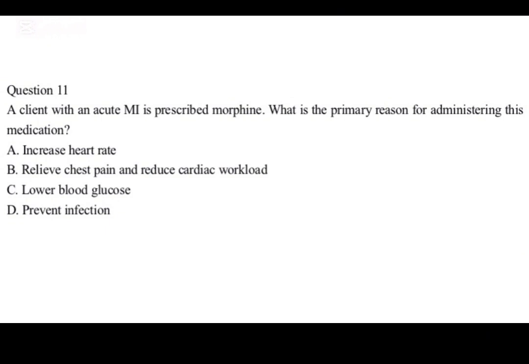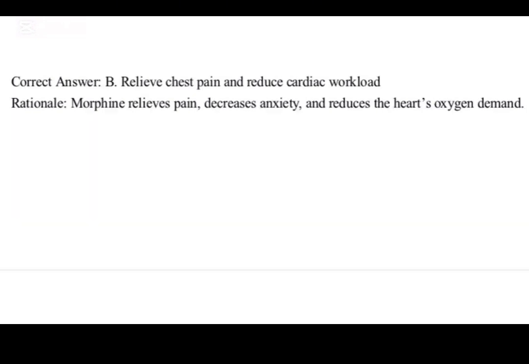Question 11. A client with an acute MI is prescribed morphine. What is the primary reason for administering this medication? A. Increase heart rate. B. Relieve chest pain and reduce cardiac workload. C. Lower blood glucose. D. Prevent infection. Correct answer, B. Relieve chest pain and reduce cardiac workload. Rationale: morphine relieves pain, decreases anxiety, and reduces the heart's oxygen demand.